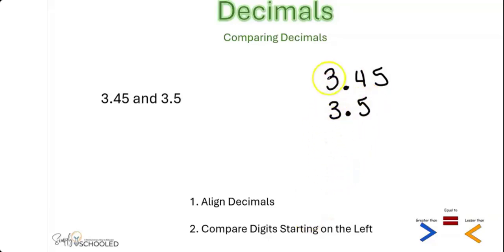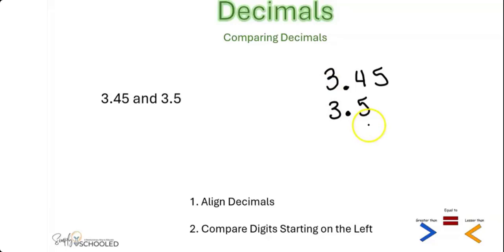Notice 3 is in the ones place for both of them. Here, the 4 is in the tenths place, and here the 5 is in the tenths place, and this 5 is in the hundredths place. So we have aligned our decimals, which aligns our place value. So we're comparing the same thing. We're comparing 3 ones to 3 ones. So now compare starting on the left. They're both 3. So right now they're equal.